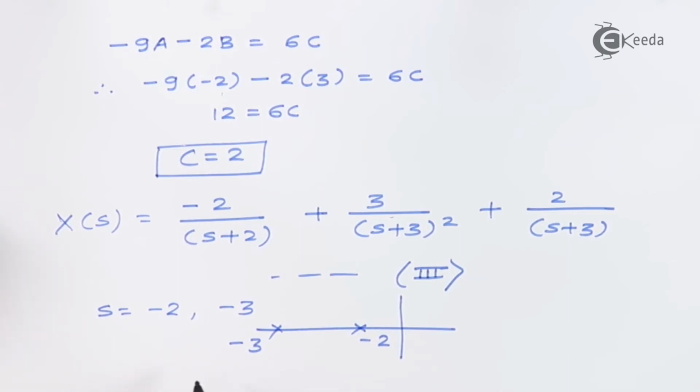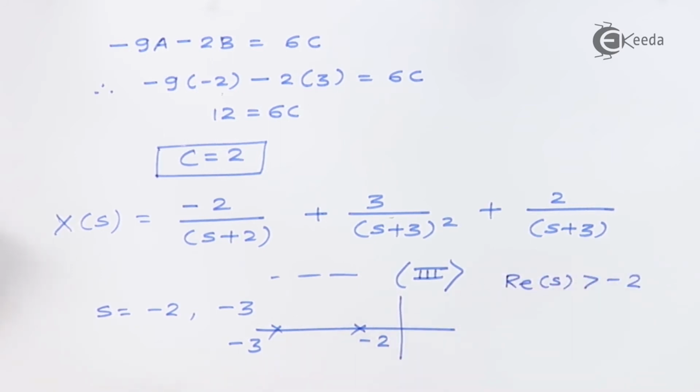Why I'm doing this, because in the question the ROC value is not given. It means you have to obtain that ROC value from this graph. So here we have two poles. If your ROC is right-handed sided, then the ROC will be greater than -2. This was our first ROC.